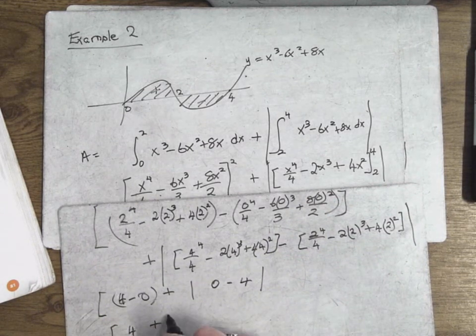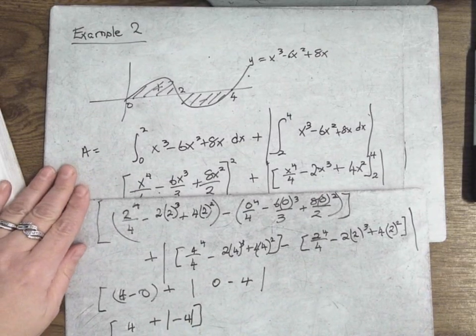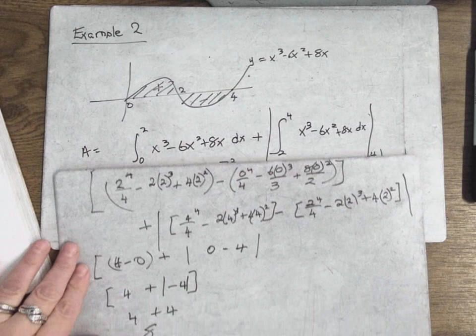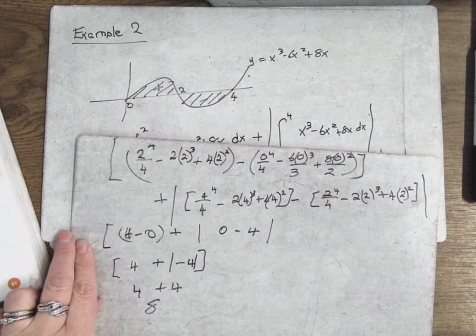4 plus, take the positive value of minus 4. So that would be 4 plus 4, which is 8. So the area is 8. If I do that, have I cut people off? Can I do that?